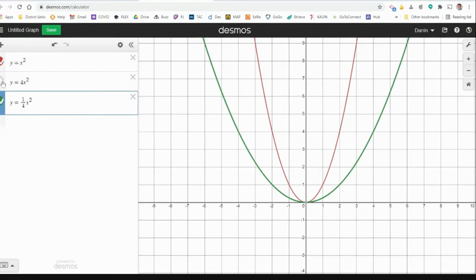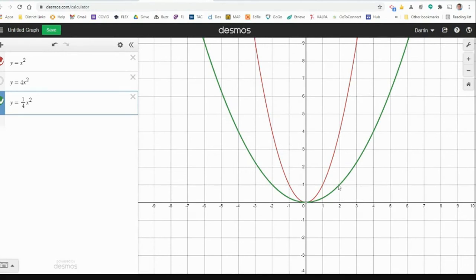I'm going to turn off the blue one. The red one is just x squared. 1/4 means it's a lot smaller. So up here, when we're at 2, 4, this is only at 2, 1 because it's only 1/4 the size. 2, 1. There it is. 2, 1.